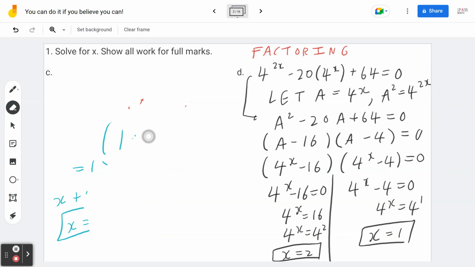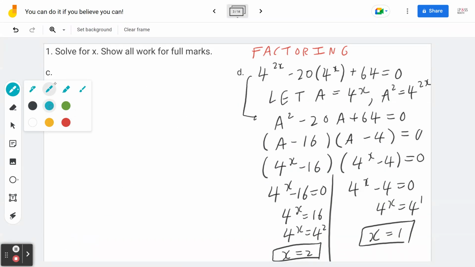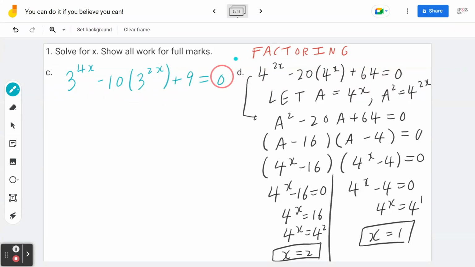Before we hop over to the next example, I would like you to try one more. Here we go. I would like you to try 3 to the power of 4x minus 10 times 3 to the power of 2x plus 9, which equals 0. Pause the video when you're ready and press play again. I'll be here.